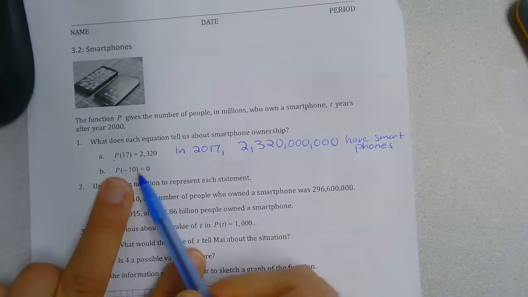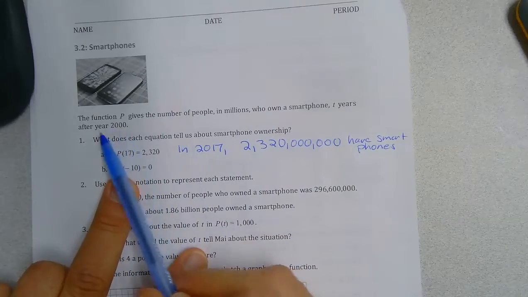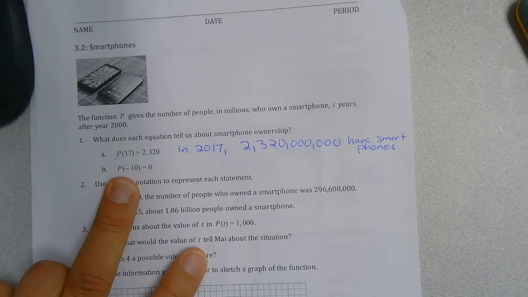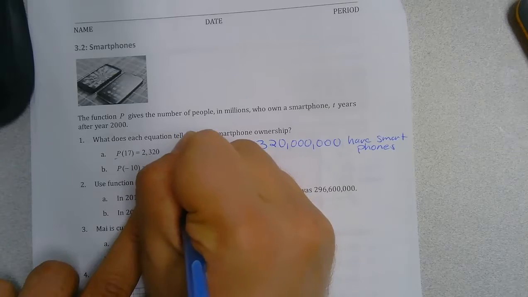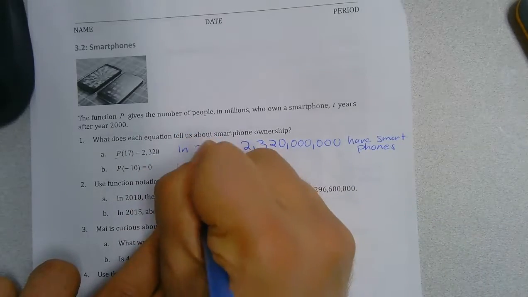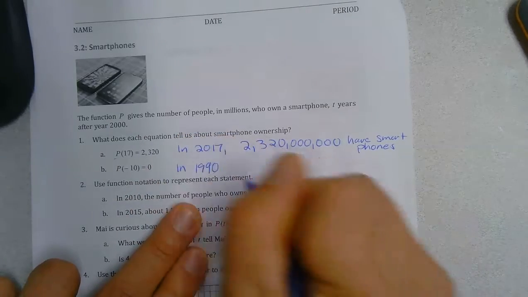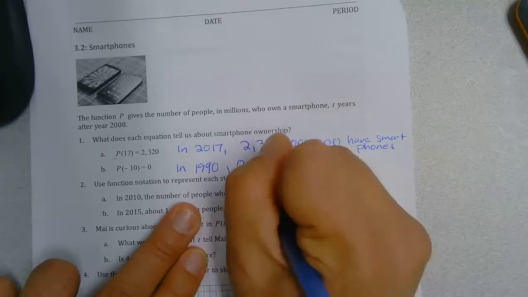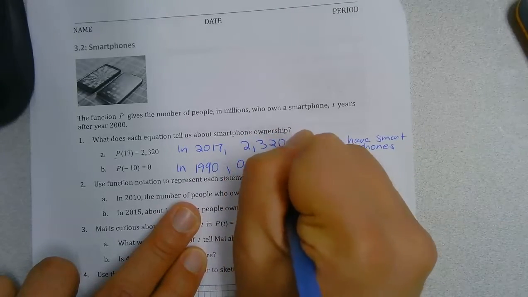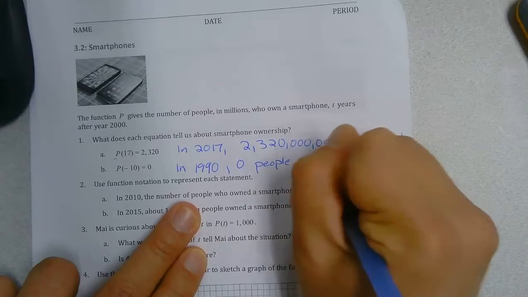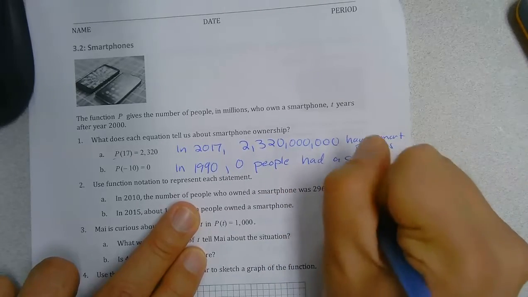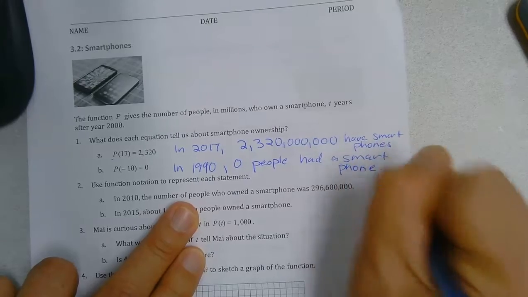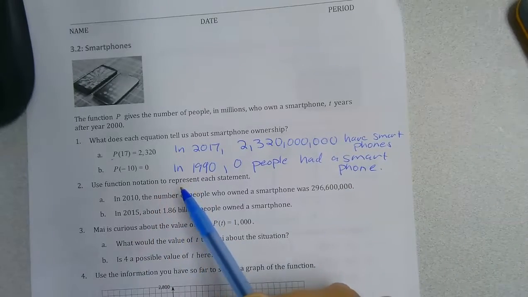Now, if you look here, P of negative 10, that means 10 years before the year 2000. That would be in 1990. 0 people had a smartphone, because they didn't exist. So I was a kid in the 90s. No one had a smartphone.